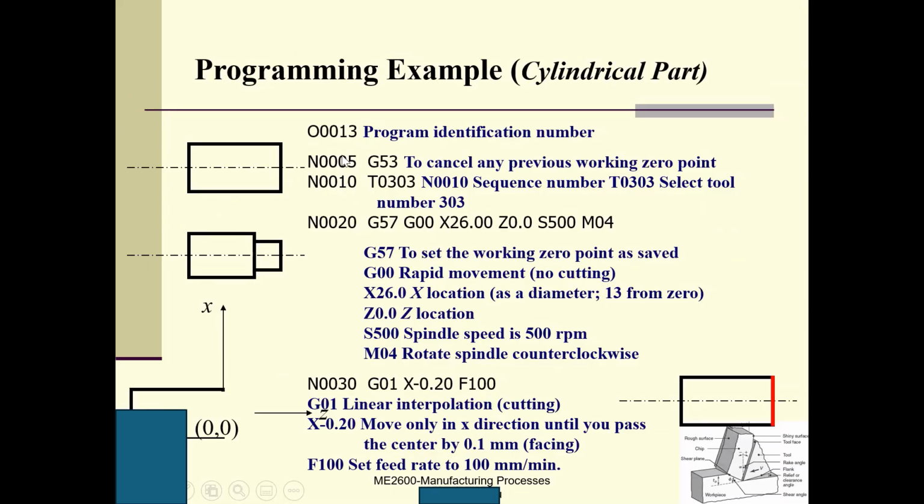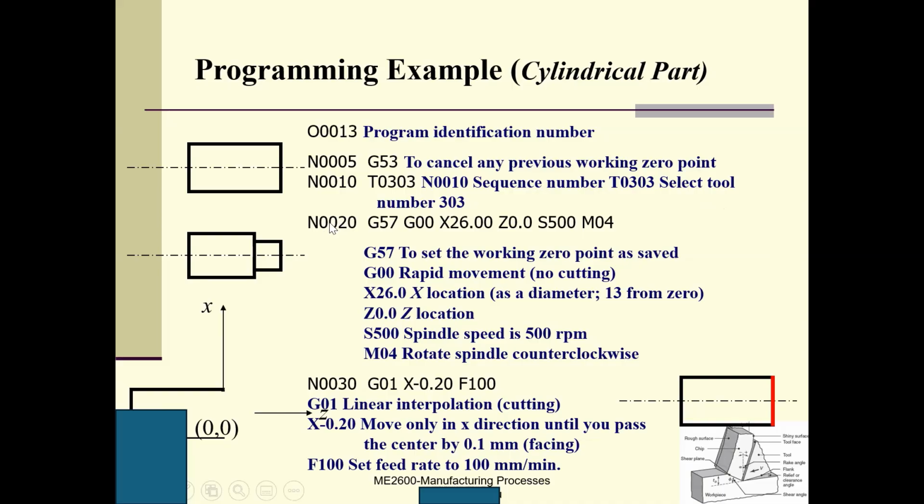This is the line number. G53 is used to cancel any previous working zero point. So usually when you start a new program, you apply this G53 to cancel any previously set zero point. And next, T is the tool. 303 means I select my 303 tool. What is the 303 tool? It depends on how you prepared the tool in the tool library. So this is the selected tool number 303.